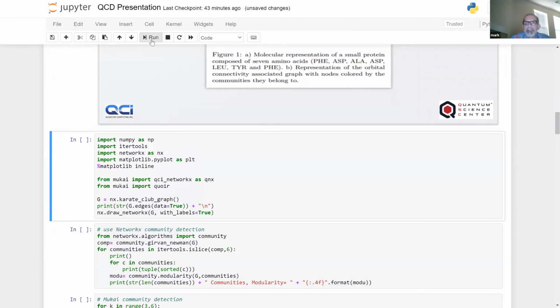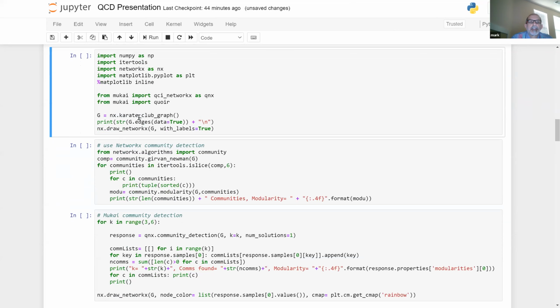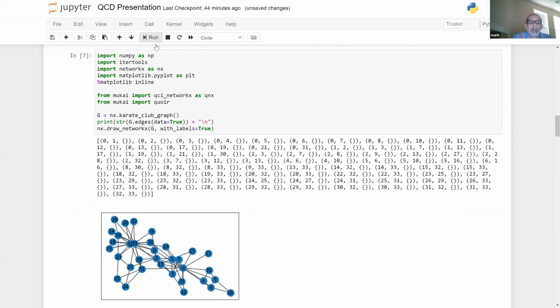For humans, the karate club modularity is on the order of 0.4, so much less, because humans are a little messier than atoms are. Okay, so to go to the code, I'm going to start and use NetworkX, which has the karate club graph built into it, and we can have a quick look at that.